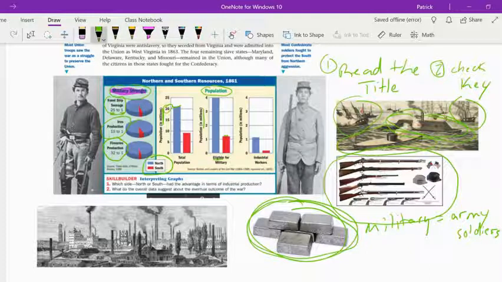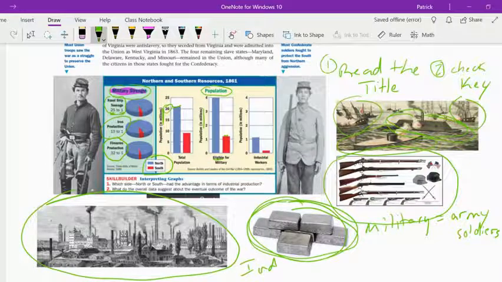The next thing we have is industrial workers. Now, industry is factories. Think about this. There are less than 1 million factories in the South. In the North, there are more than 1 million factories. So again, think about that. Would you want more or fewer factories if you're going to fight a war? Think about all the things you need: ships and guns and boats and bullets and all of those things.